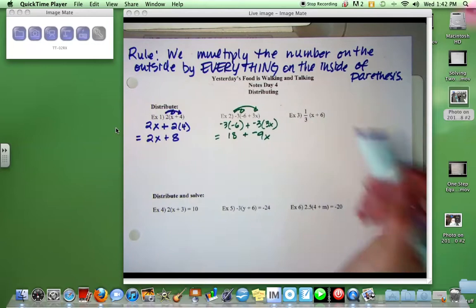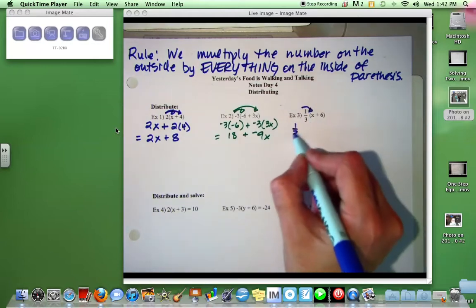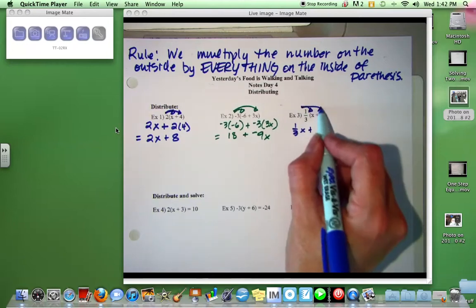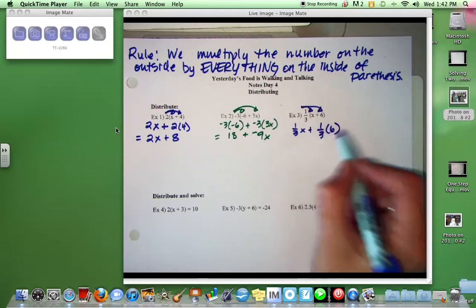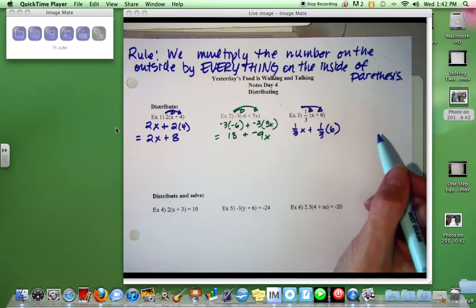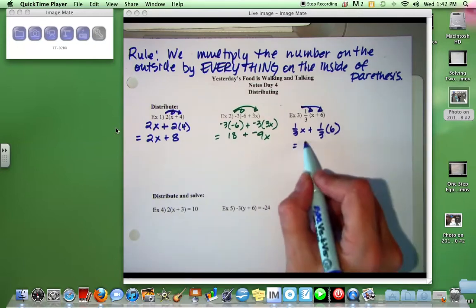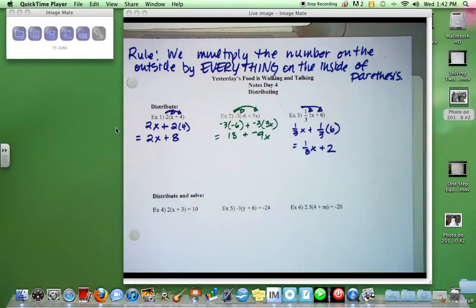Okay, so this one would be 1/3 times x plus 1/3 times 6, which simplifies to x plus 2. So technically, it would be 1/3 x plus 2. Yes. Good.